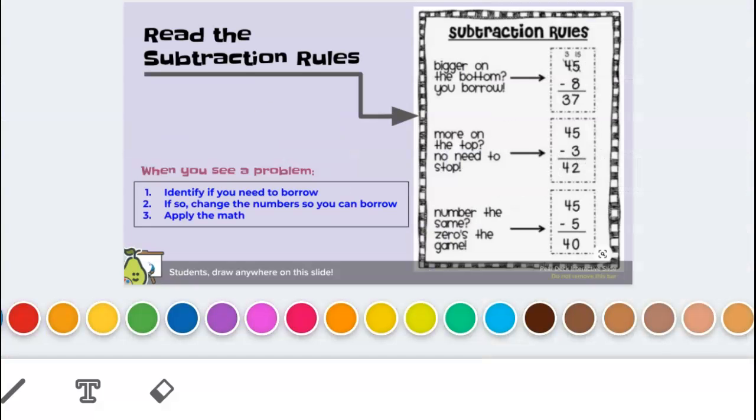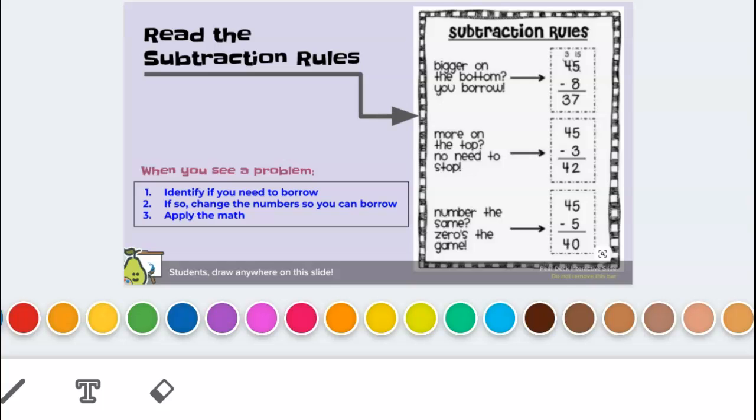So now let's read the rules together just to remind ourselves. Subtraction rules. Bigger on the bottom, you borrow. More on the top, no need to stop. Number the same, zero's the game.